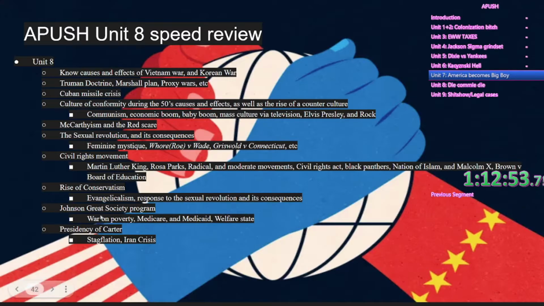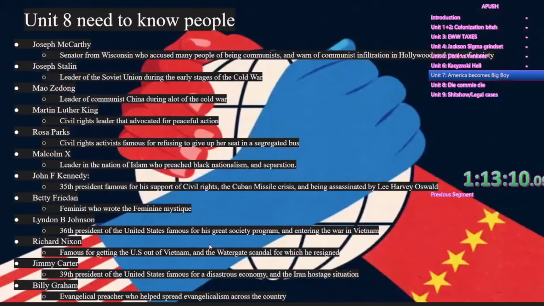Also know Johnson's Great Society programs, which would be the War on Poverty, Medicare, Medicaid, and the welfare state, and also know the presidency of Carter, which would be the weak economy caused by stagflation and the Iran crisis.